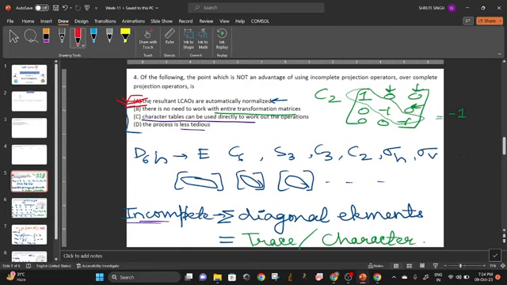Actually, I think it should be "are not automatically normalized", because we have to normalize whatever comes with some coefficients. We have to normalize. So I think there is some printing error or something with this question. Answer given is A.